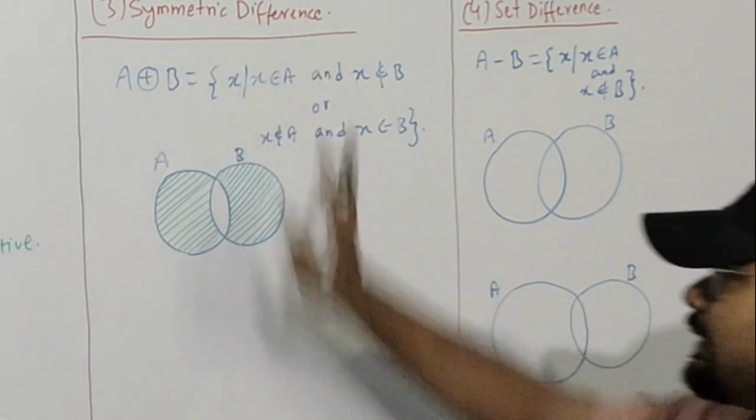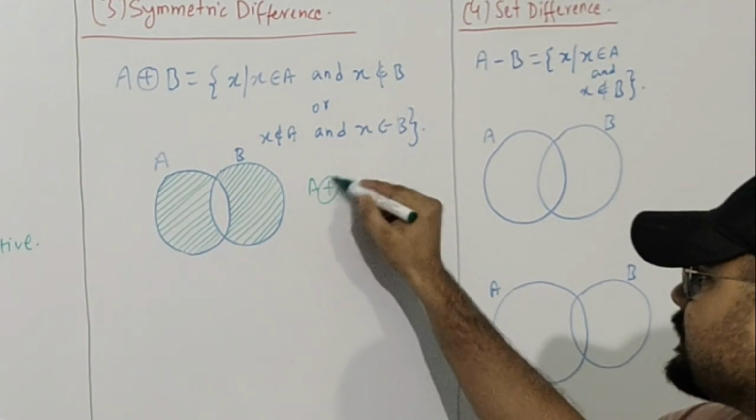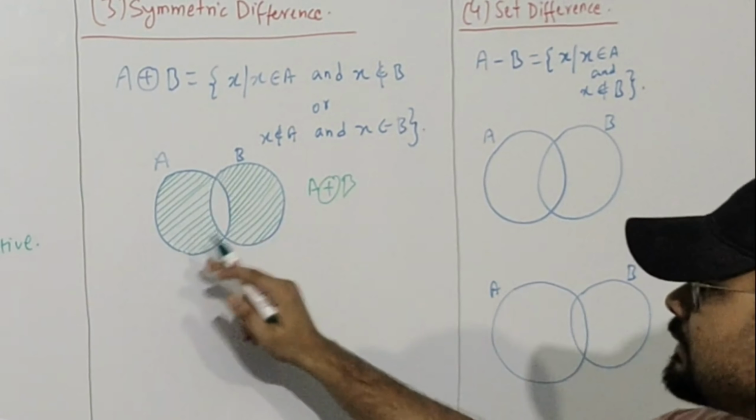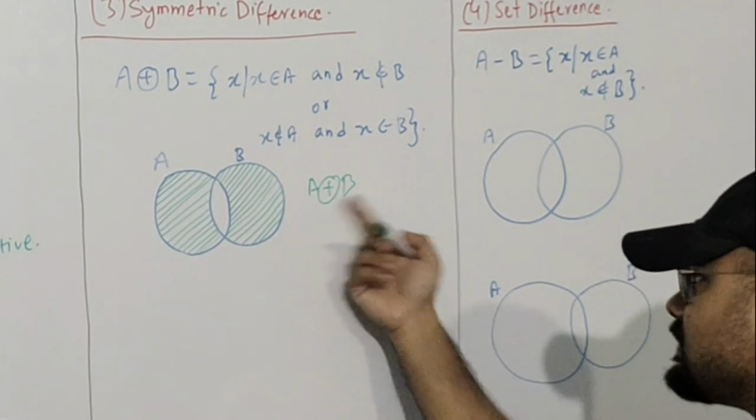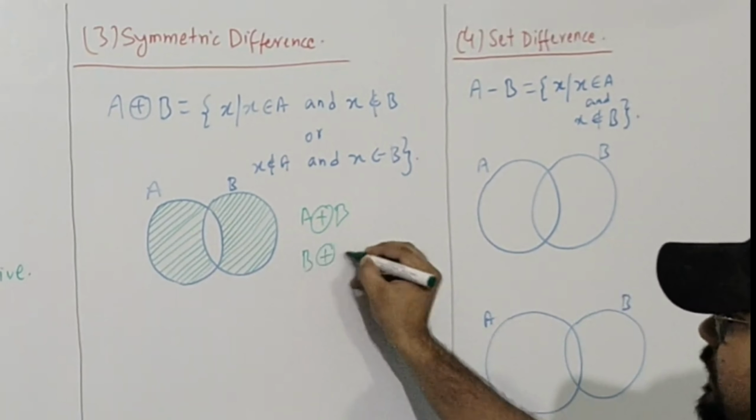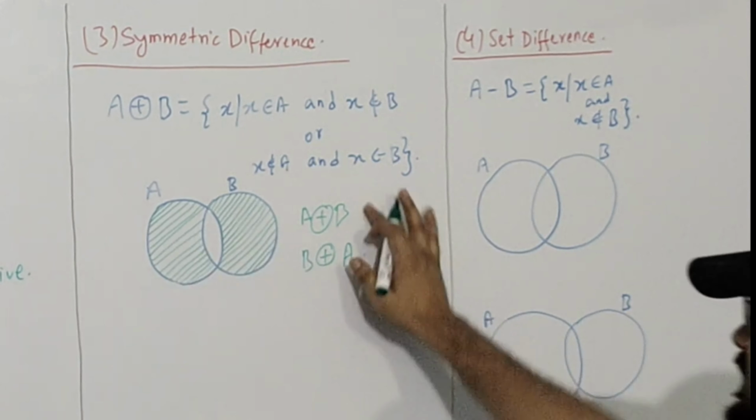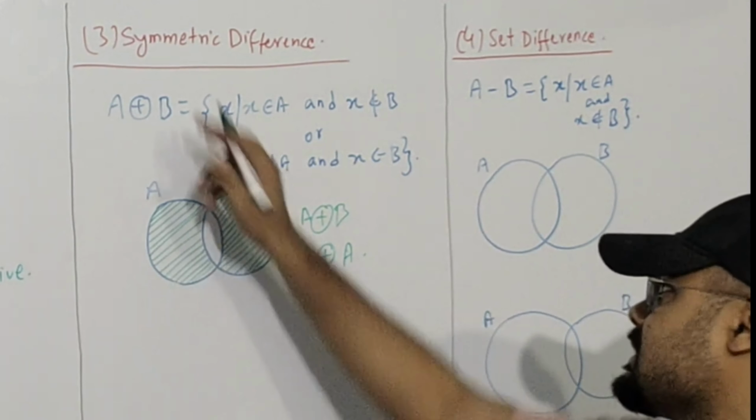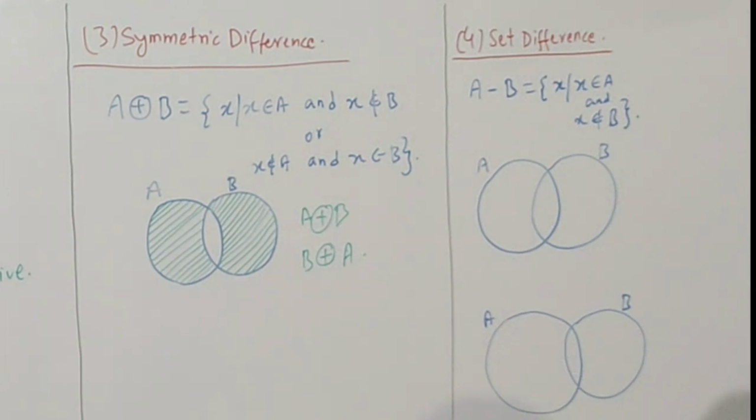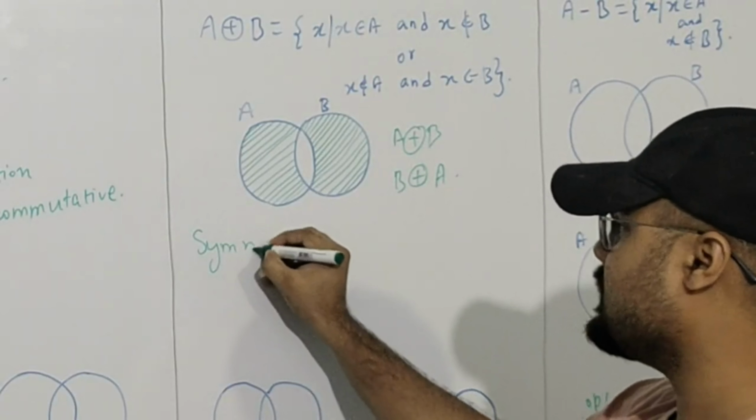Now look at symmetric difference. If you are doing A symmetric difference B, then these are the elements that you will get as a result of this operation. And the set B symmetric difference A also will have these elements only. So both sets are same. So the symmetric difference operation is commutative.